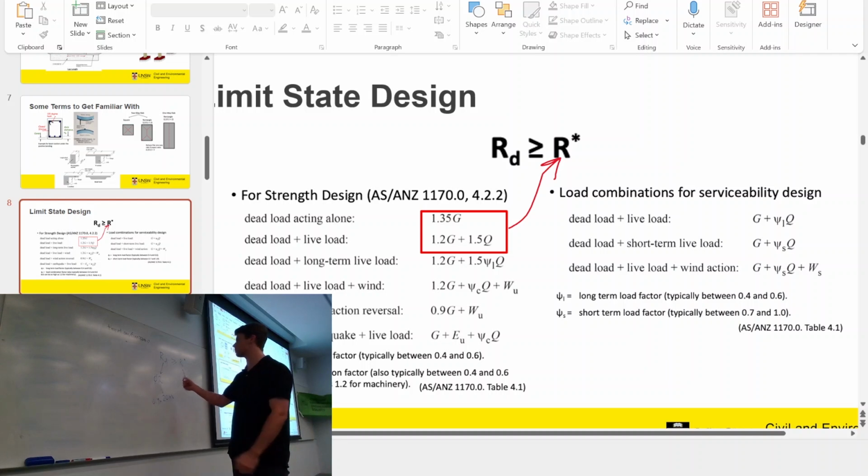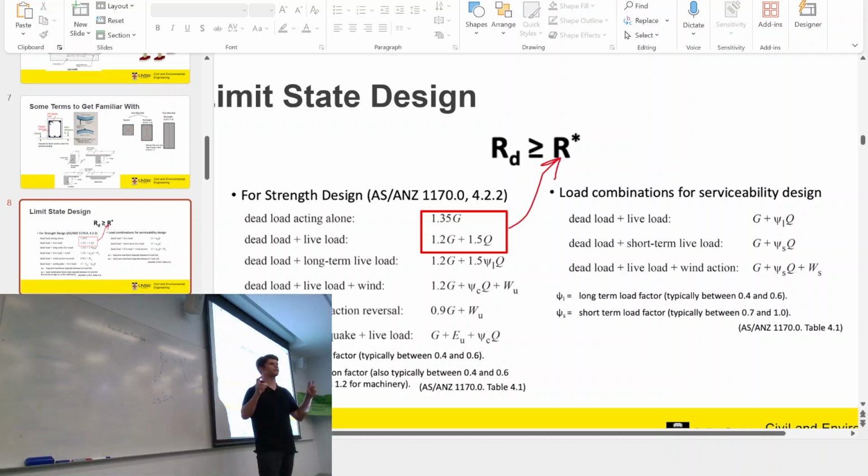But yeah, this is all about limit state design. Whenever you're designing, we call it ultimate limit state. That's for strength, so we use all these factors and stuff like that.